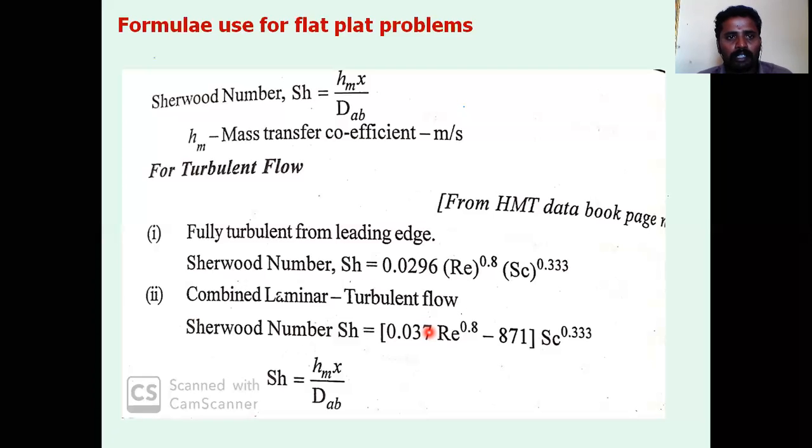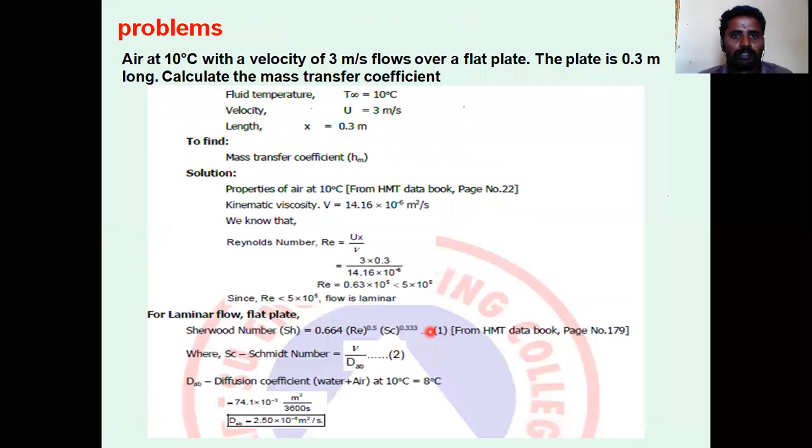Generally, it is the easiest way to solve the problem in convection. Next one, we solve one problem from our tutorial classes. Now we solve one problem in convection.